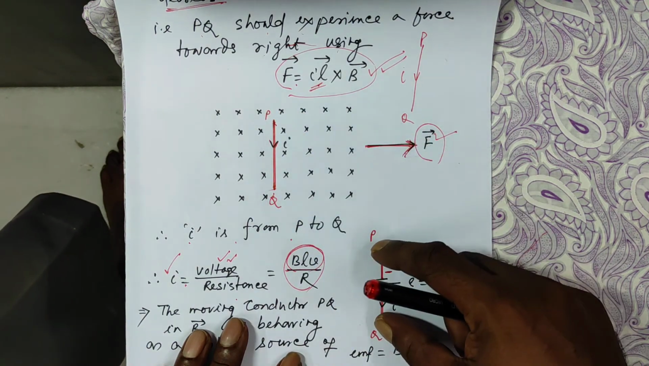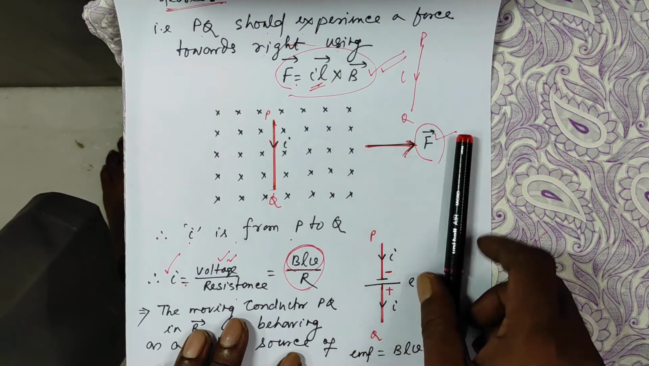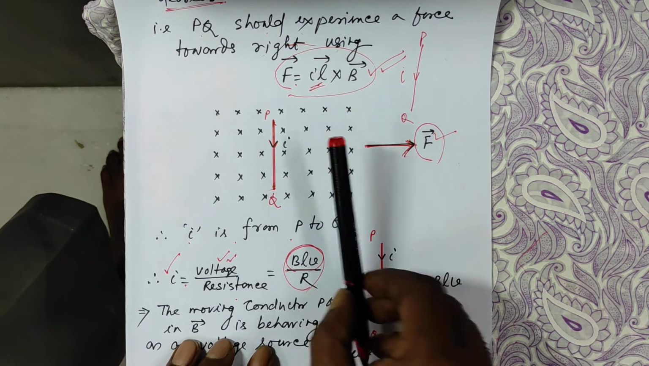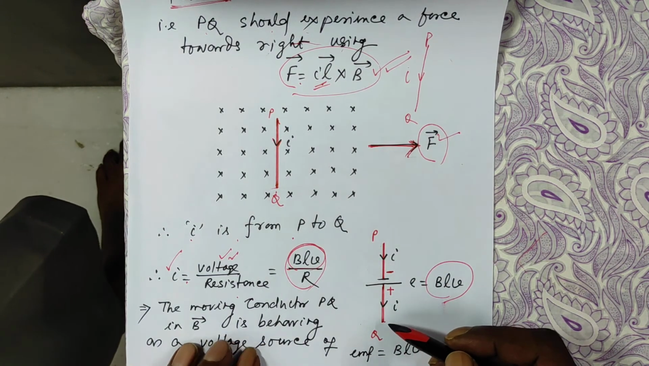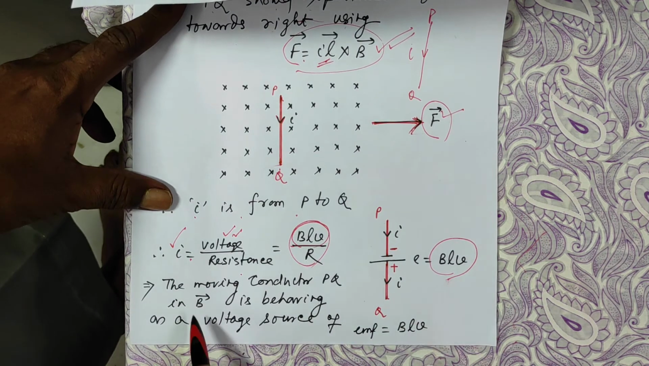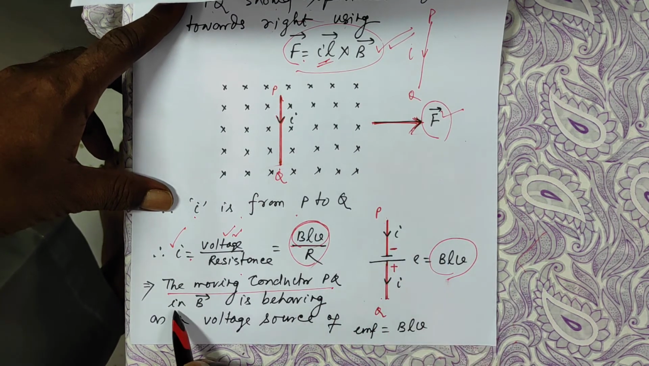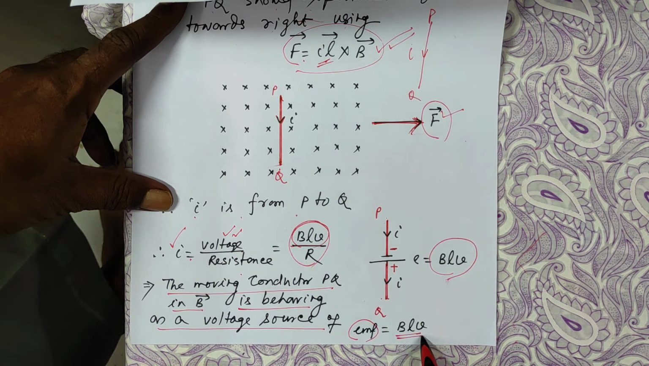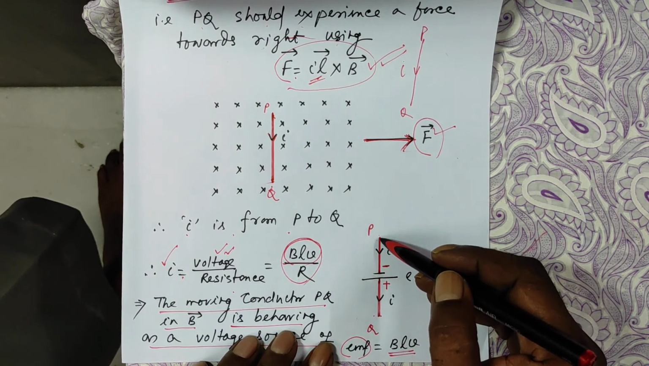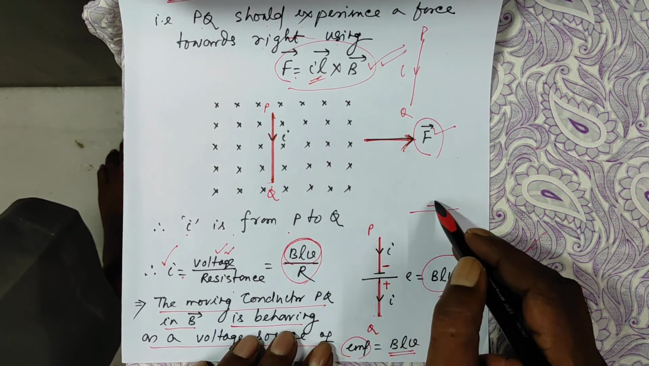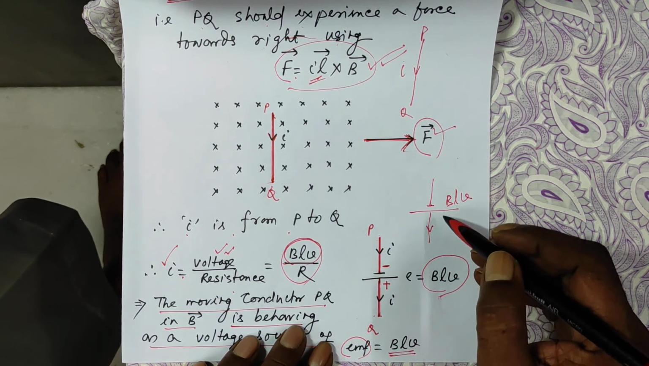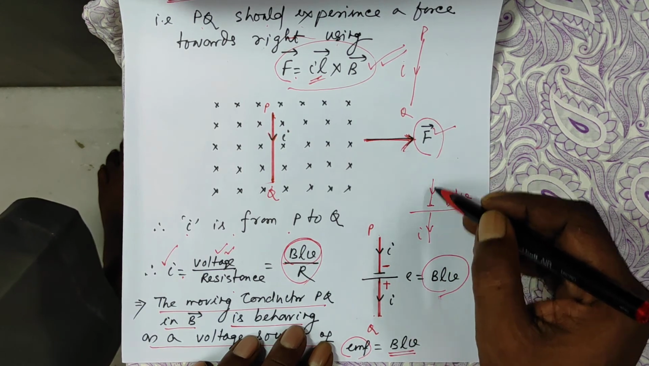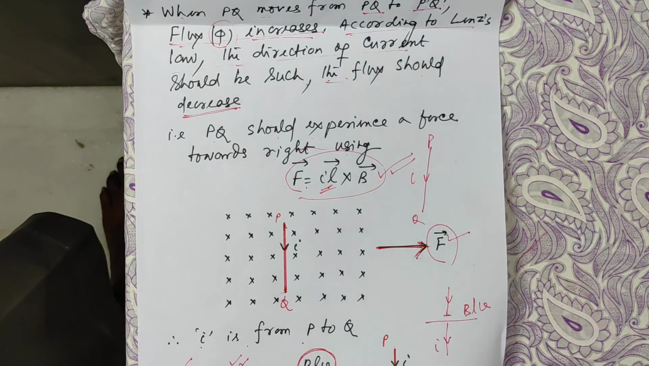Now this PQ, I have shown it here. When this PQ was moving in the magnetic field like this, the EMF developed was BLV and the current is from P to Q. So what is the conclusion? The moving conductor PQ in B is behaving as a voltage source of EMF BLV. Means you can replace PQ by a battery like this having EMF BLV, and the direction of current is like this. So that is all about this.